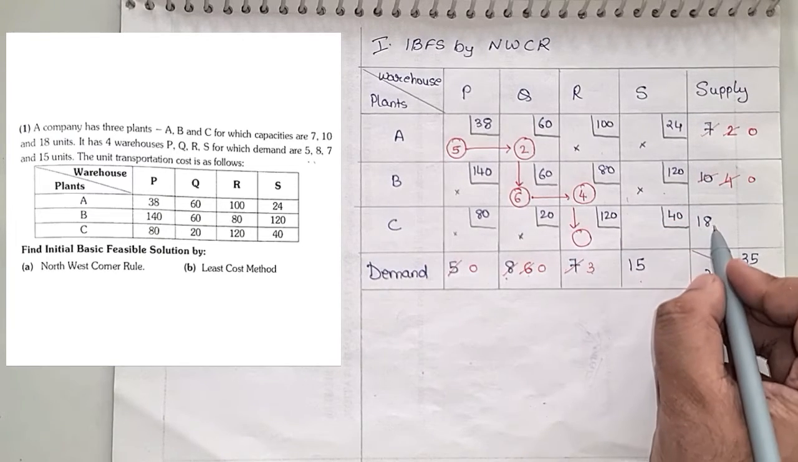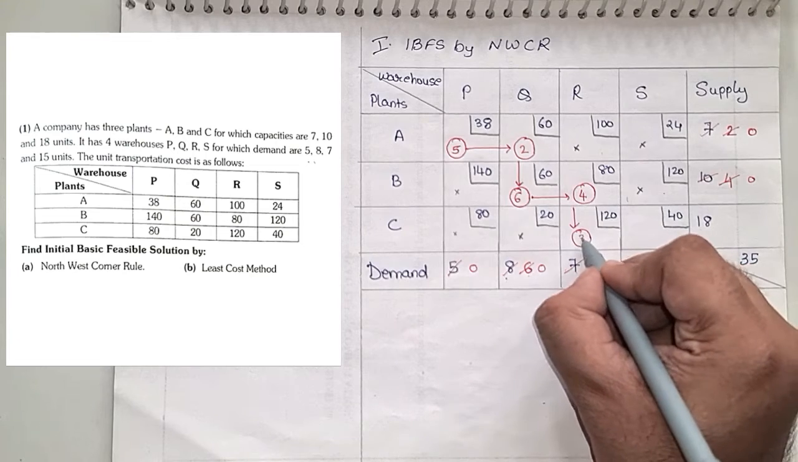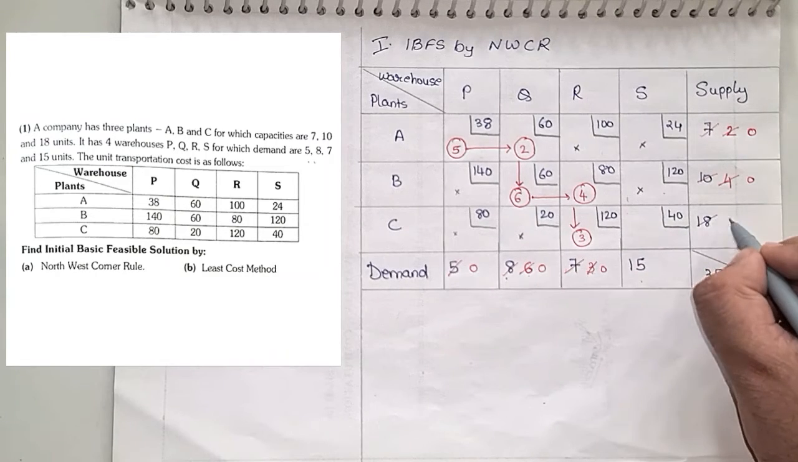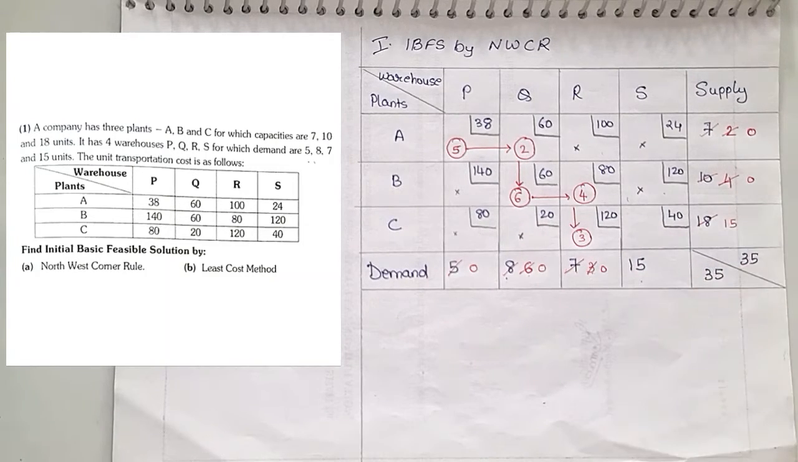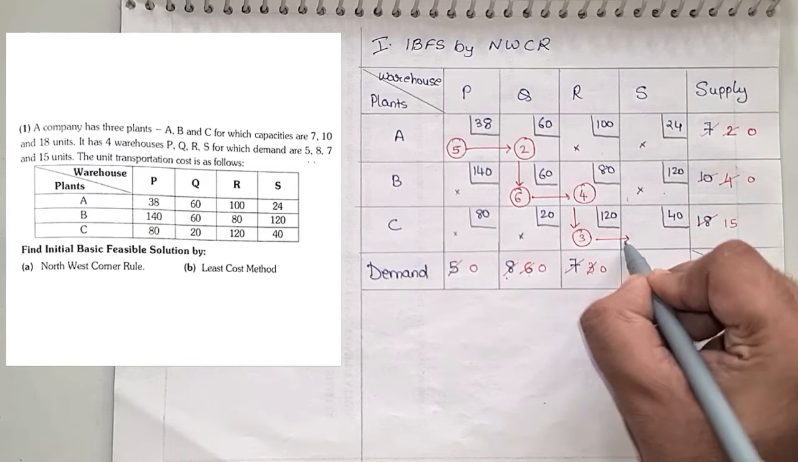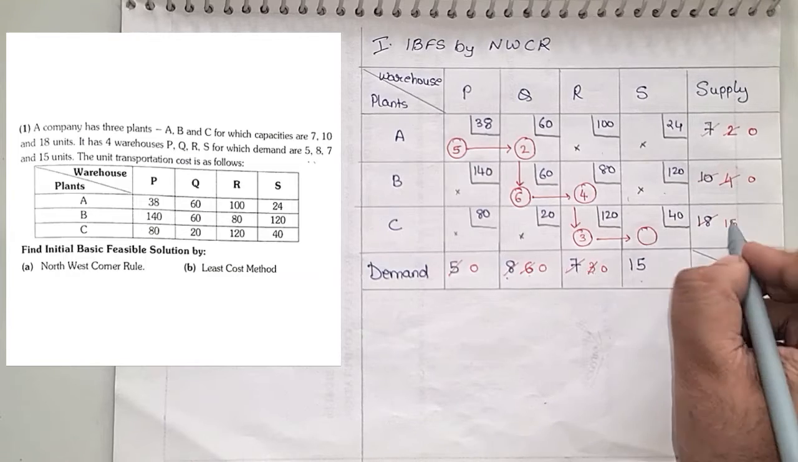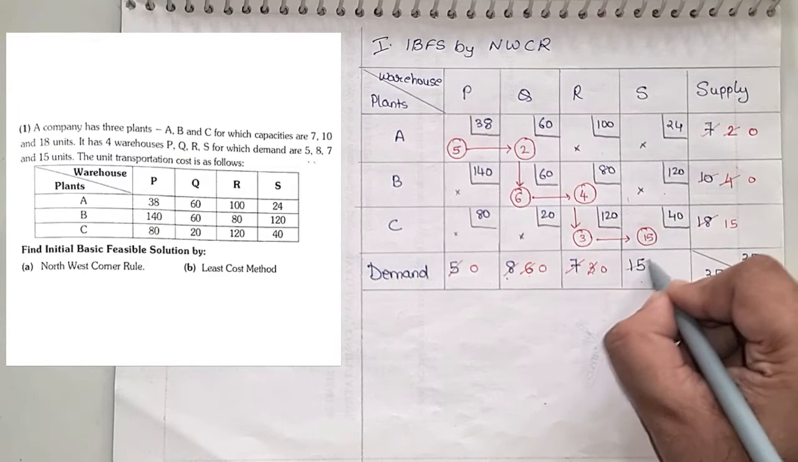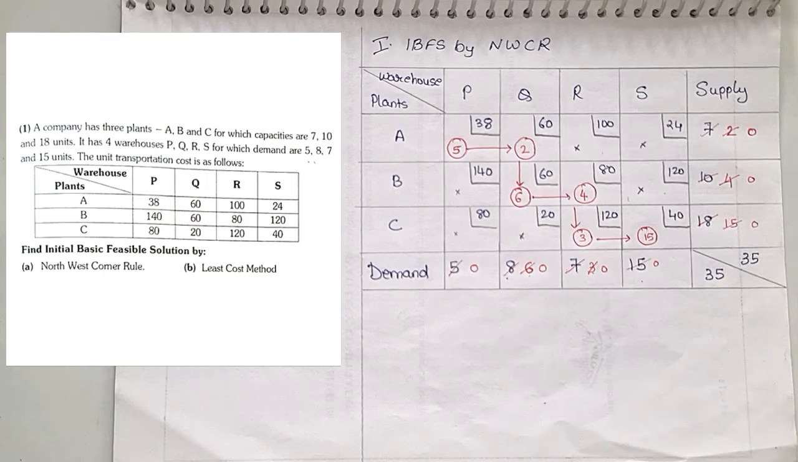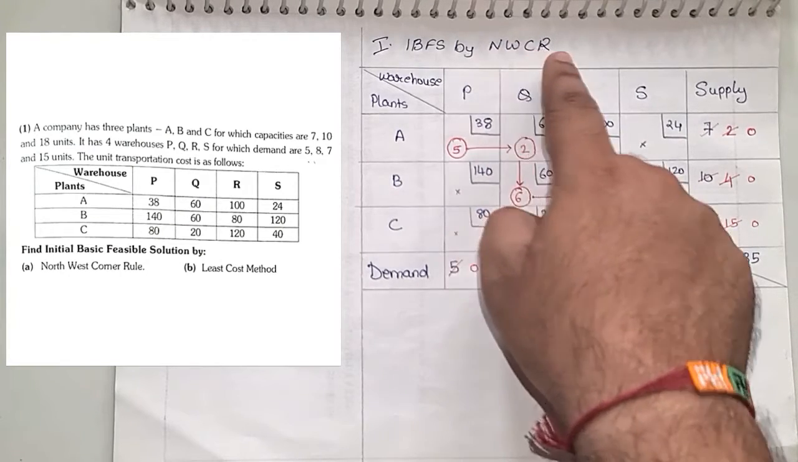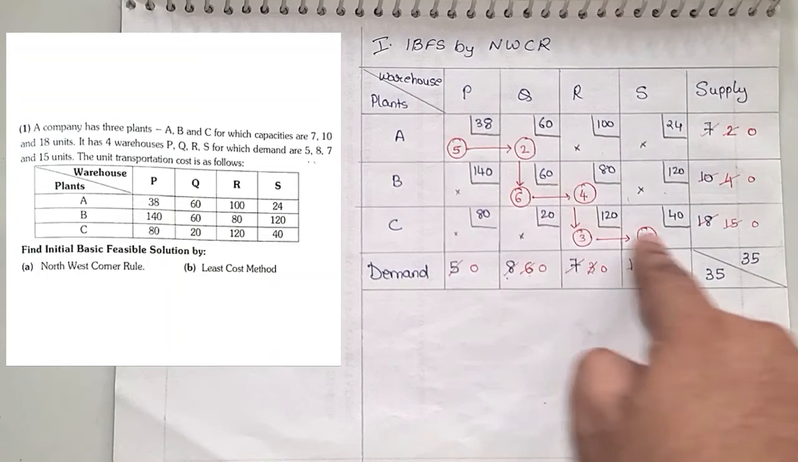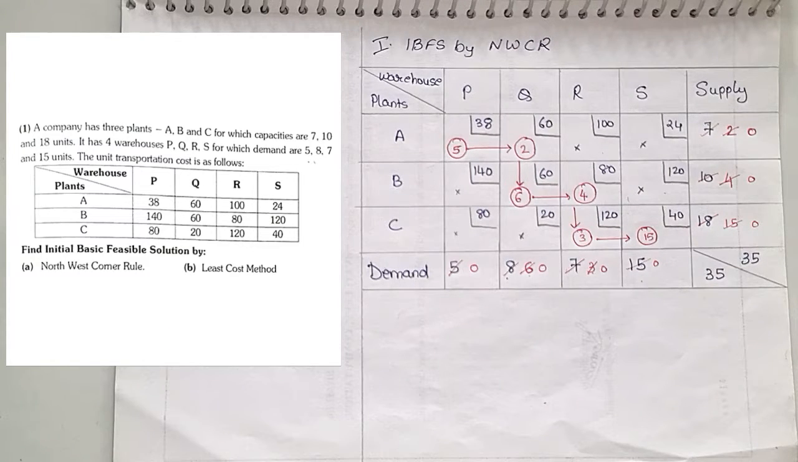Demand is 3, supply is 18, so I can fulfill 3 of the demand. From 18, 3 is gone, so 15 is pending. Now there's no way going down, so I'll have to go to the last cell. Demand is 15, supply is also 15. I have fulfilled both of them. Everything will become 0. So this is how we solve the northwest corner rule. We start from the northwest and go in step order. Once we have got that, we can now find the feasible solution by finding the total cost.